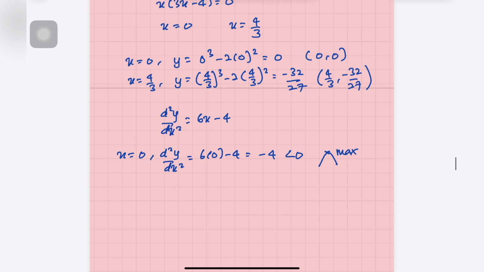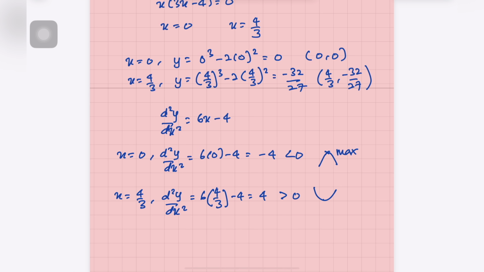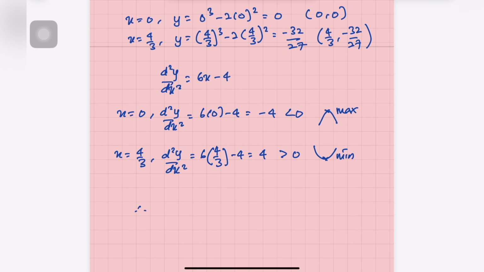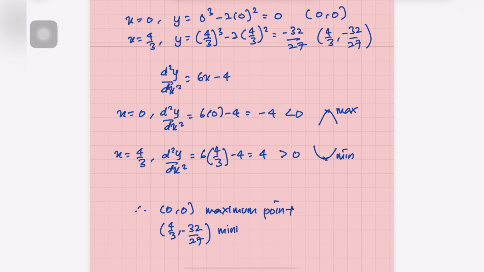Okay, so when x equals 4 over 3, d squared y over dx squared equals 6 times 4 over 3 minus 4. So this one equals 4. 4 is more than 0, so it is a minimum. Finally we have to conclude. Therefore, point (0, 0) is a maximum point, and (4 over 3, negative 32 over 27) is a minimum point.